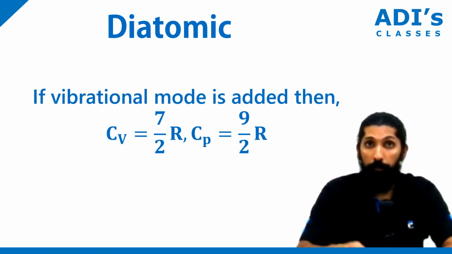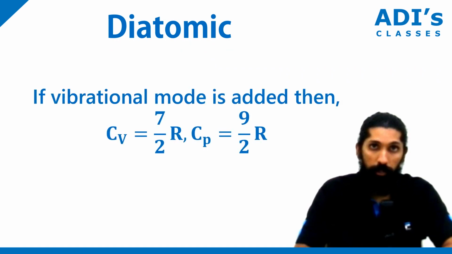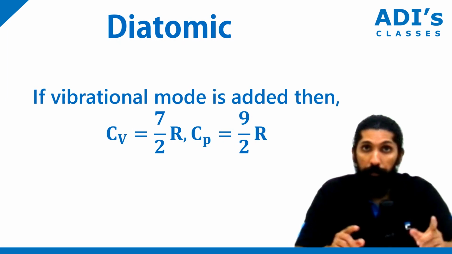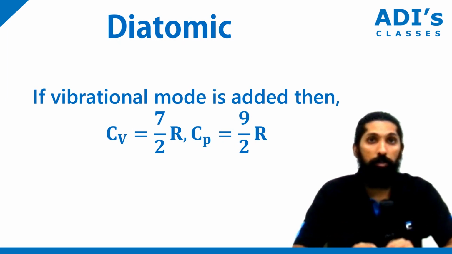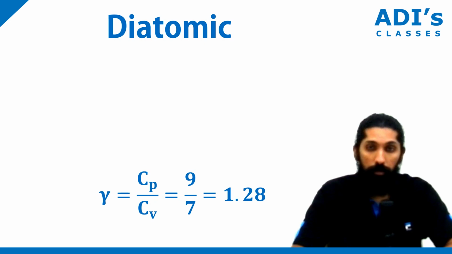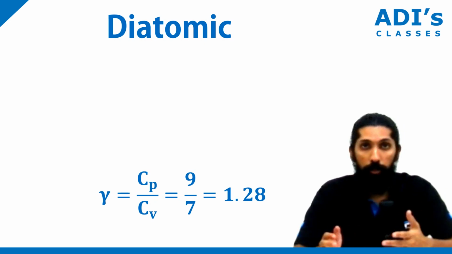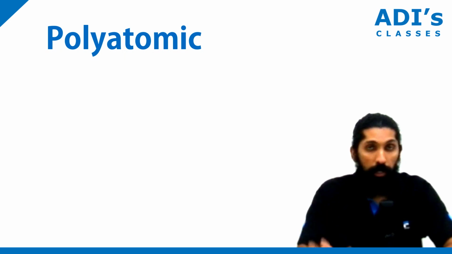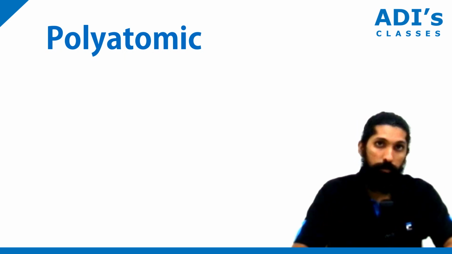Now, if vibrational motion is added to it, like the carbon monoxide molecule we discussed, then CV is 7/2 R and CP is 9/2 R. So your gamma value is going to become 9/7 or 1.28. Now, what if we do the same thing for polyatomic gases or polyatomic molecules?